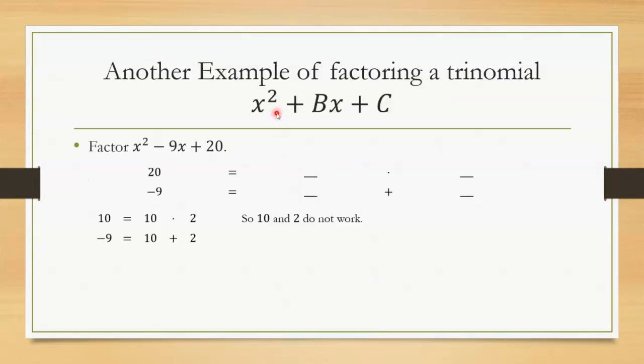Same idea, right? We have this kind of trinomial. There's 3 terms. The degree is 2. Okay? The leading coefficient's 1. Right? Remember, if a coefficient is 1, we don't write it.